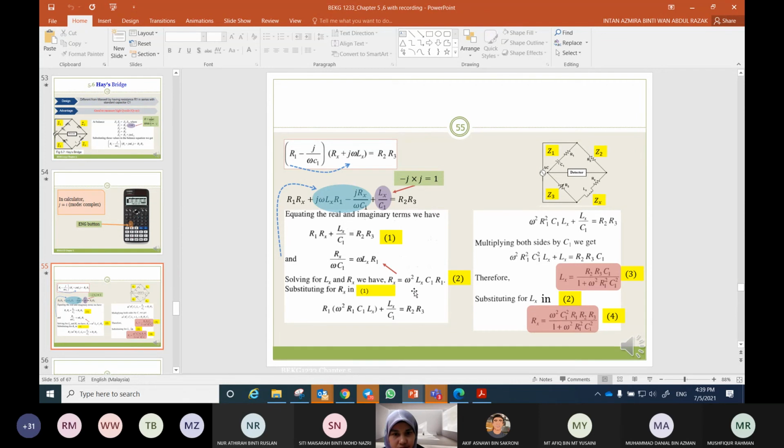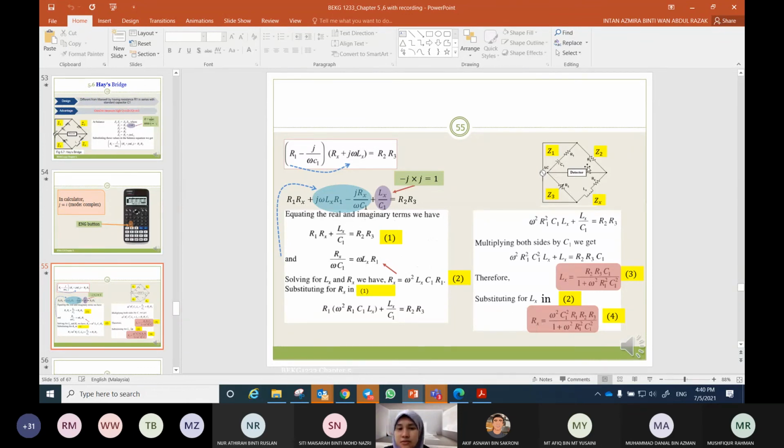So equation number 2 is not the final equation for Rx because we have Lx in the equation. This is not the final. How to solve for this? We substitute this Lx into this equation. So Rx is equal to omega square Lx, substitute with this and so on, and we'll get Rx.